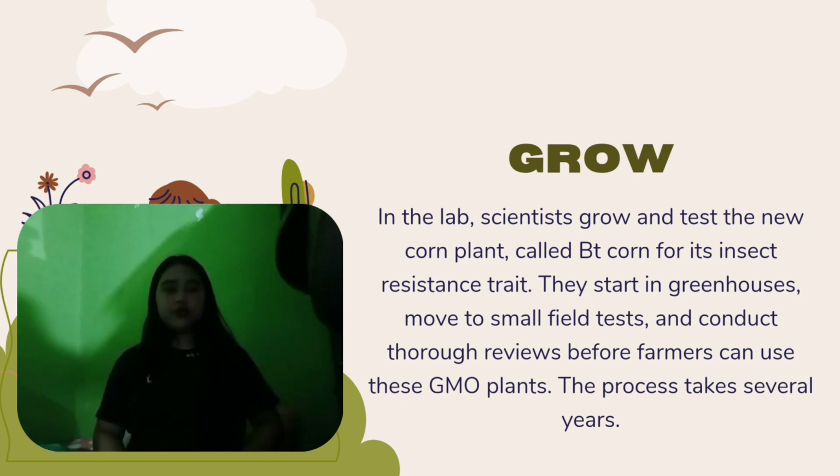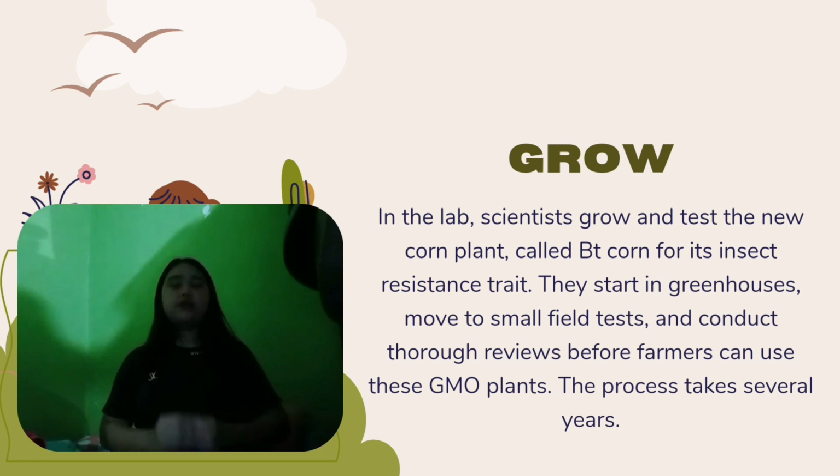The entire process of testing and evaluation can take several years to complete. Only after the GMO plants have undergone extensive testing and received regulatory approval can farmers begin using them in their agricultural practices. The development of GMO is a complex and carefully regulated process that aims to harness the power of genetic engineering for the advancement of agriculture and the betterment of our society.